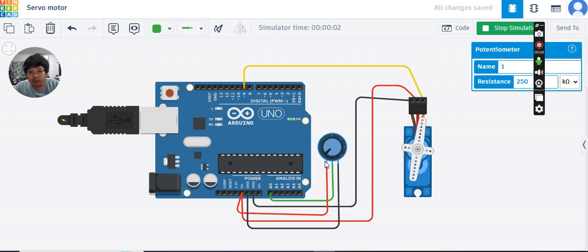With the use of the potentiometer, the position of the shaft rotates in 180 degrees.